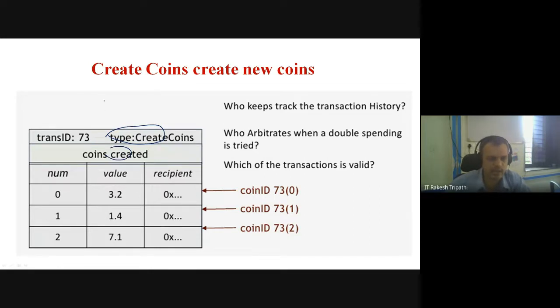So this is the coin. RBI has printed a note, and it has given 3.2 rupees to this recipient, 1.4 to this recipient, and 7.1 to this recipient. Okay, it has created this.